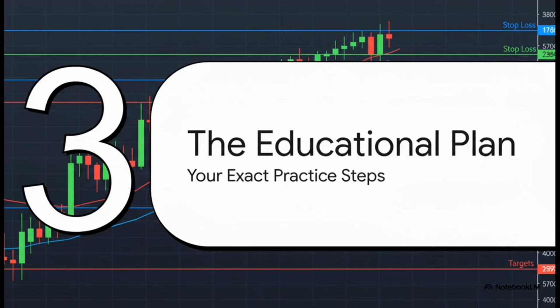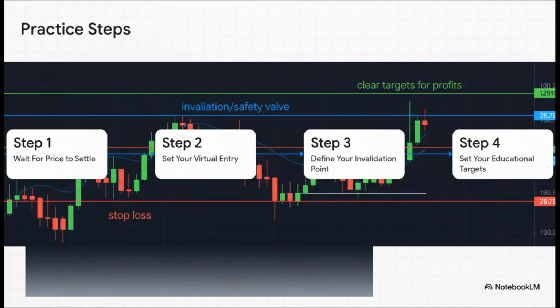Awesome. Now that we understand the trend and we've found our safety valve, let's build the actual action plan. This is where we turn our analysis into exact, practical steps. So go ahead and get your virtual trading platform open and get ready to follow along.